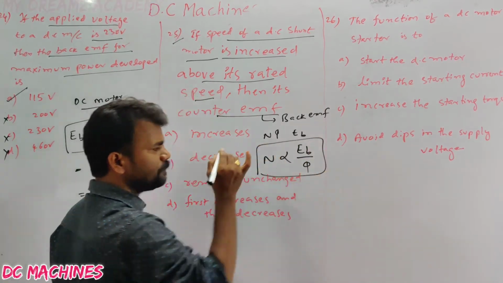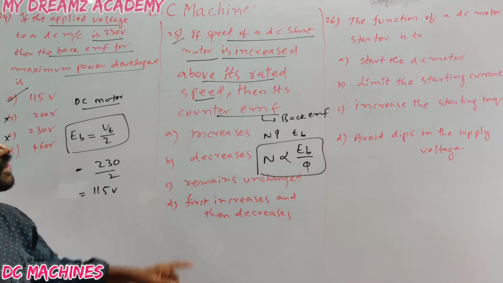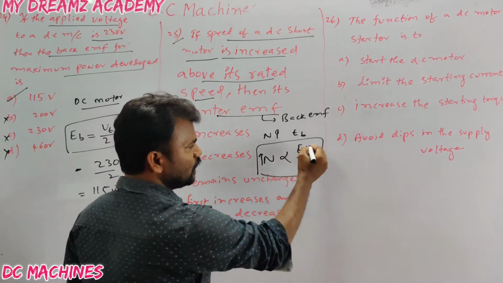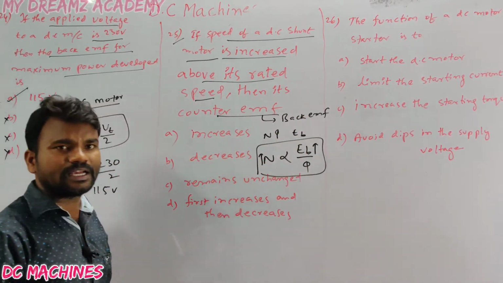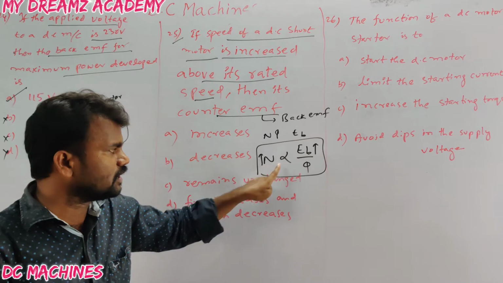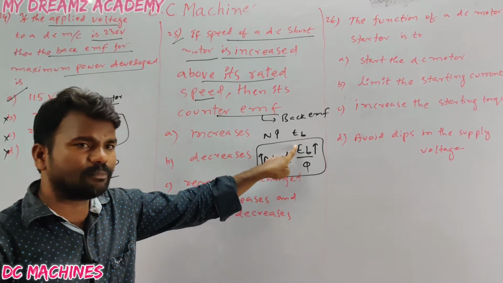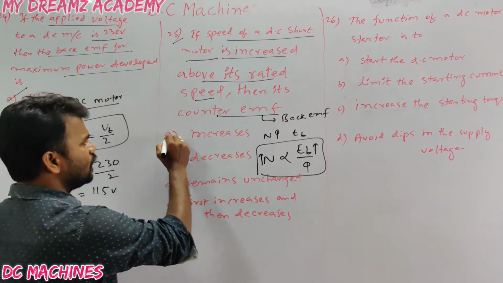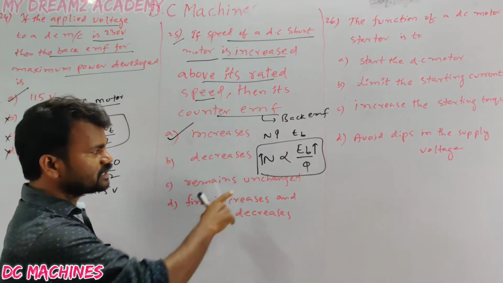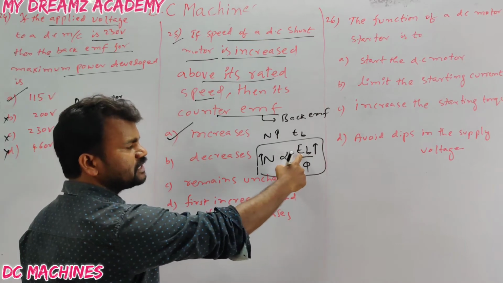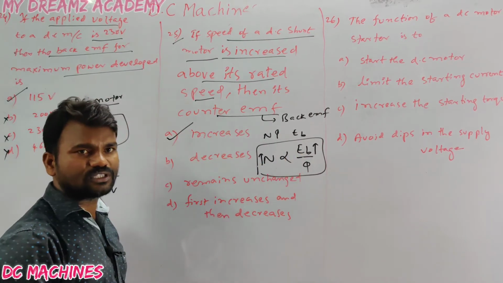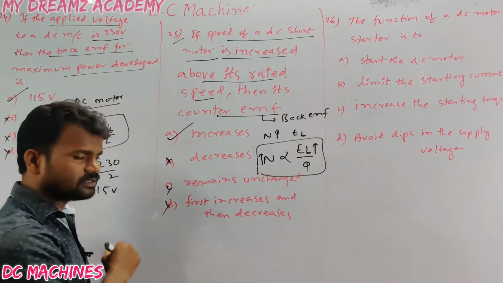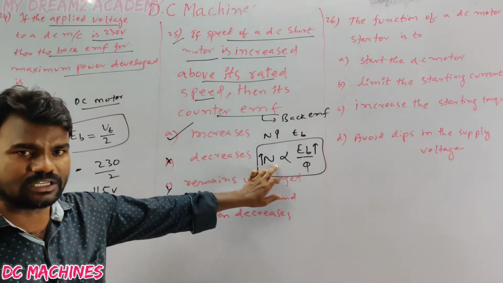This is our speed equation of the DC shunt motor. They are directly proportional. If the speed increases, the back EMF also increases. So the answer is increases. If the speed increases, back EMF, or counter EMF, also increases. It is also called counter EMF. So the remaining are wrong answers, by using this relation.